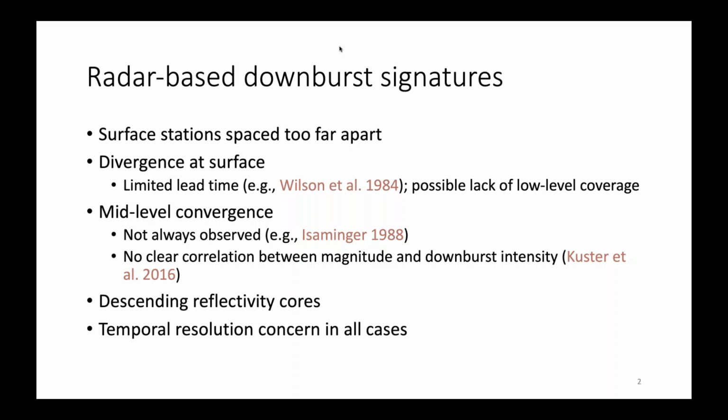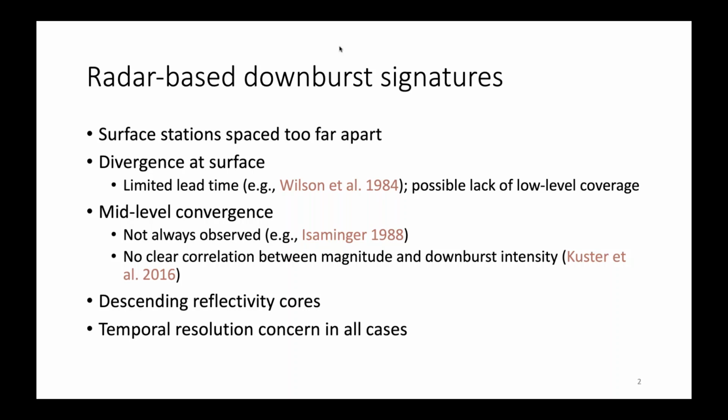So there's been a number of signatures proposed that have been associated with downbursts. Of course, you have divergence at the surface associated with the downburst itself. This obviously only provides a little bit of lead time because you're measuring the actual downburst as it's occurring, and can suffer from lack of low-level coverage further from the radar site. And you also have mid-level convergence, sort of a mass conservation argument. This has not always been observed when investigated, and so far there hasn't been a clear correlation between the magnitude of the convergence and the subsequent intensity of the downburst.